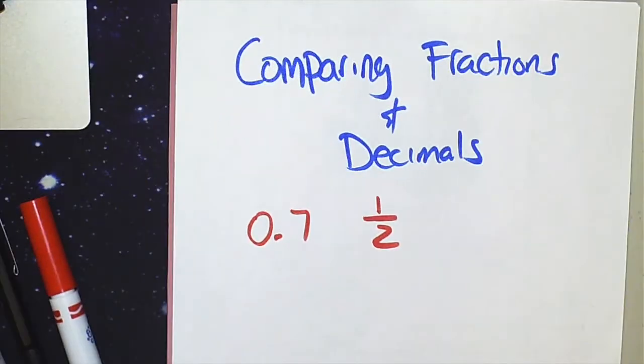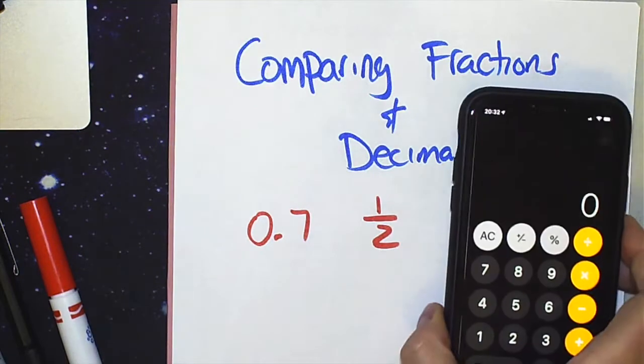This lesson is going to look at comparing fractions and decimals. So the first example I've written down here, 0.7 and a half. And the question that I'm asking here is which one is bigger and how do you know? Well, one way to tell is to use a calculator. I'm going to show you the quicker way.